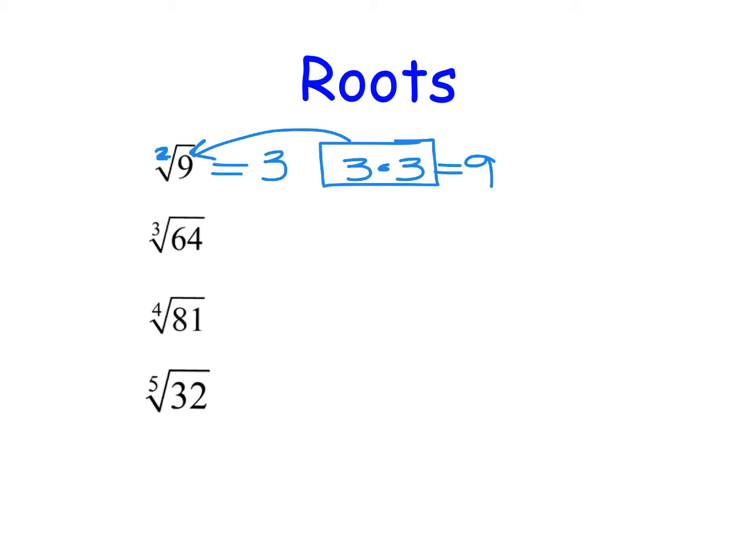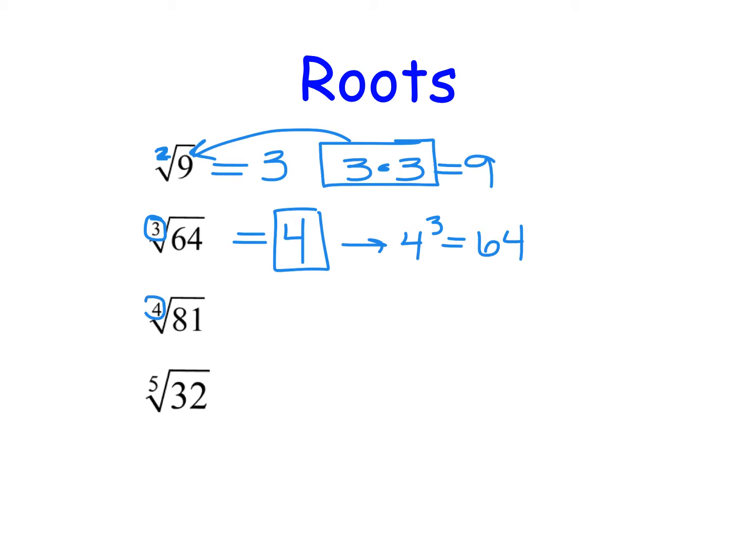In this next example down here, you'll notice that we have a 3. And what that 3 is saying is, what number times itself 3 times, or what number to the power of 3, gives us 64. And so if we start to test out a variety of numbers, what we find is that 4 to the power of 3 gives us 64. So the cubed root of 64 is 4, because 4 to the power of 3 gives us 64.